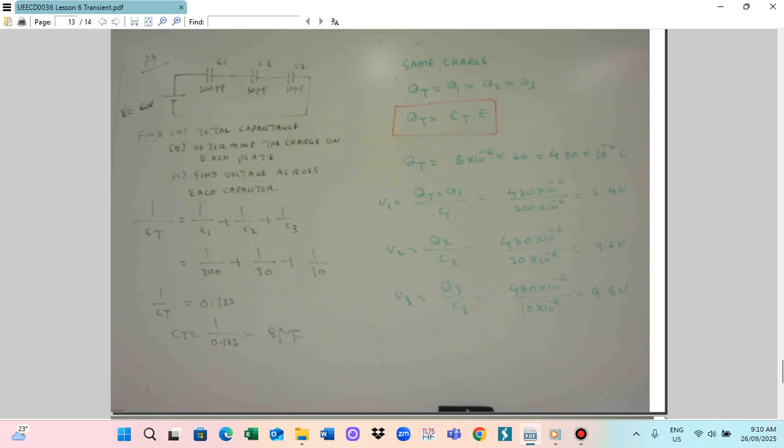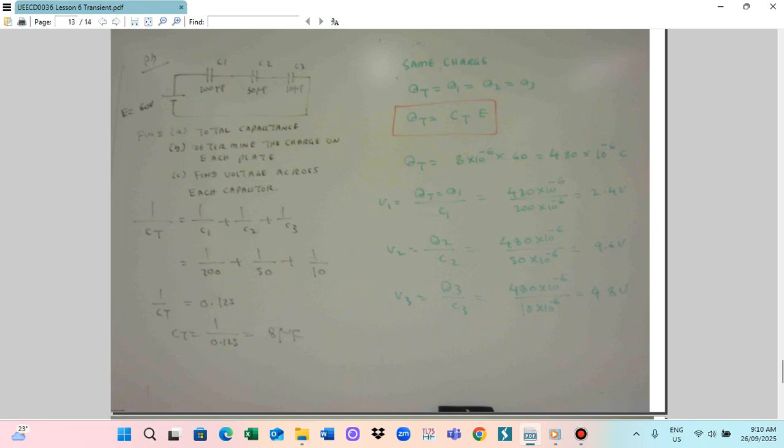Q total is CT multiplied by E. So then you have to calculate Q2. We already know that C total is 8 into 10 power minus 6, and E is 60. So by solving this, we get 480 into 10 power minus 6.